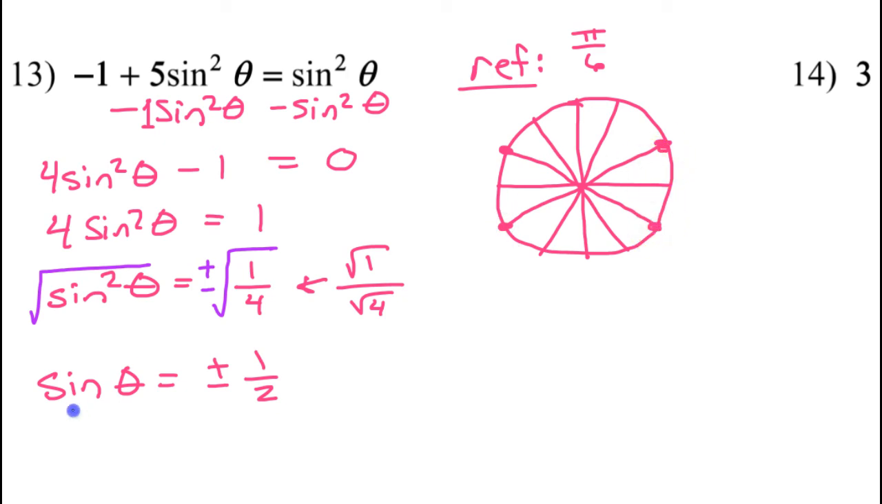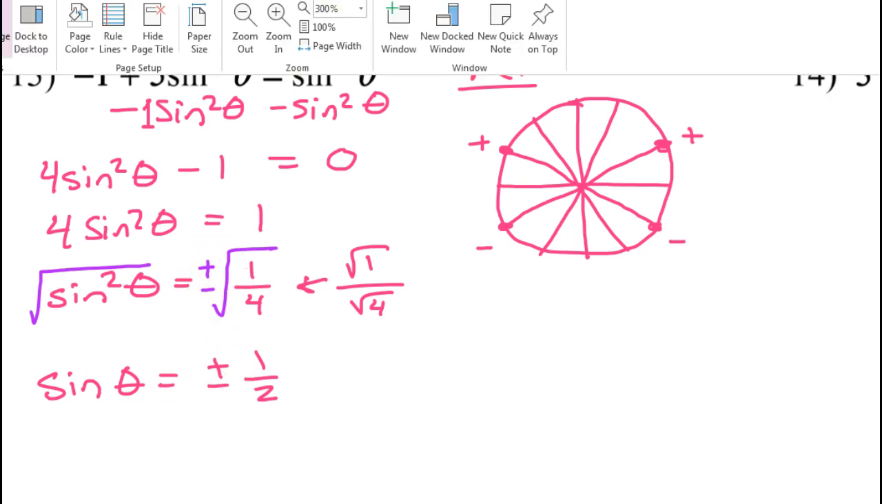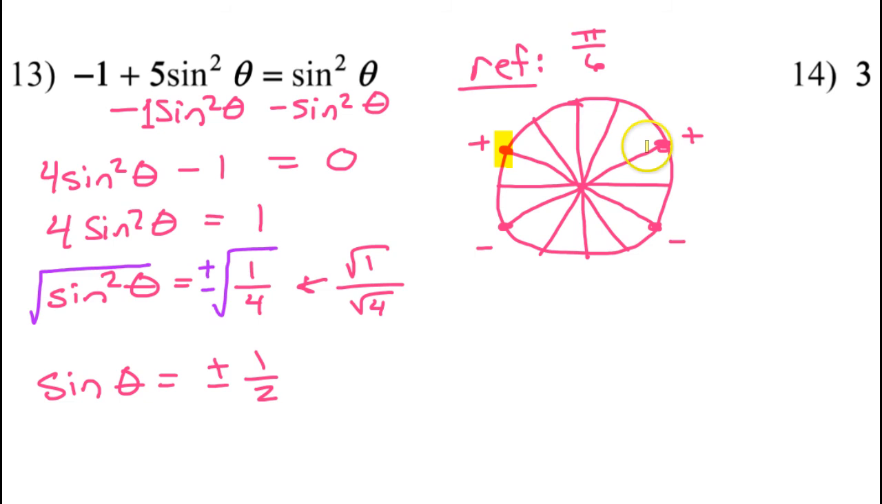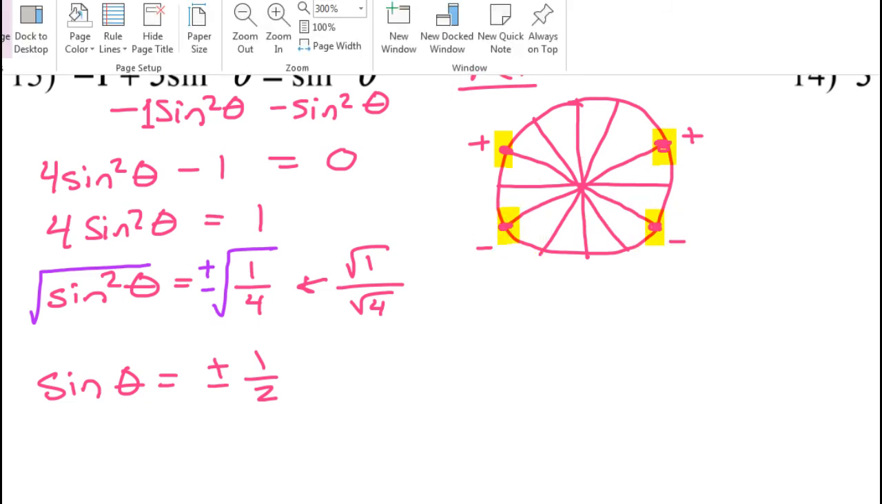Now, we're talking about the sine function. Sine is a y value on the unit circle, so as such it will be positive in the first and second quadrants and negative in the third and fourth quadrants. However, in this case, we want sine to be positive 1/2 or negative 1/2. We want both. So that's why it was so important that you did the plus or minus when you took the square root. So because we want both, we're going to keep all four of these. All four will be the solutions.